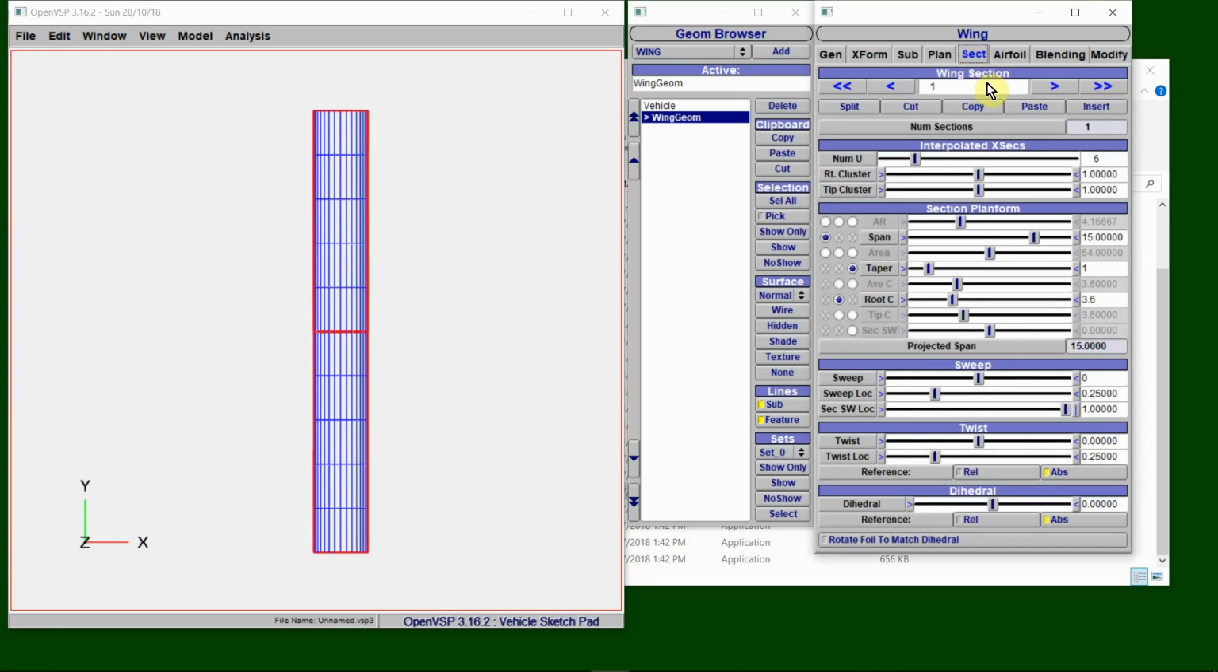So we go to our section, and we're going to increase from 6, now 6 means the number of lines across here. We're going to crank that up, and we're going to go up to, let's try 10. I think that should be sufficient. I would like to have them be a little more dense here at the tip, so we'll do the tip clustering, and we will slide that down, and you will see that these tessellation lines are starting to get more dense out at the tip.